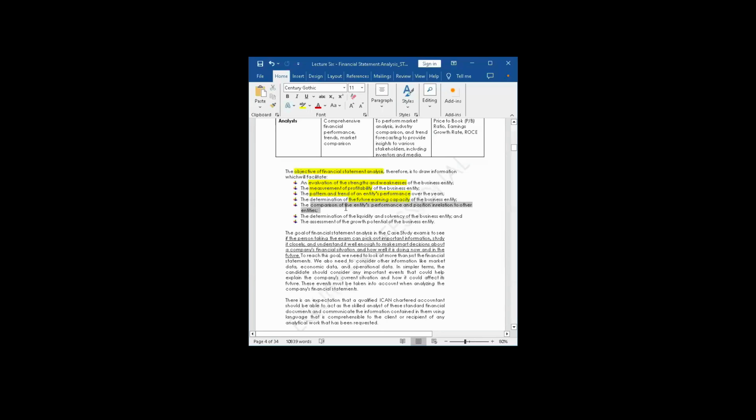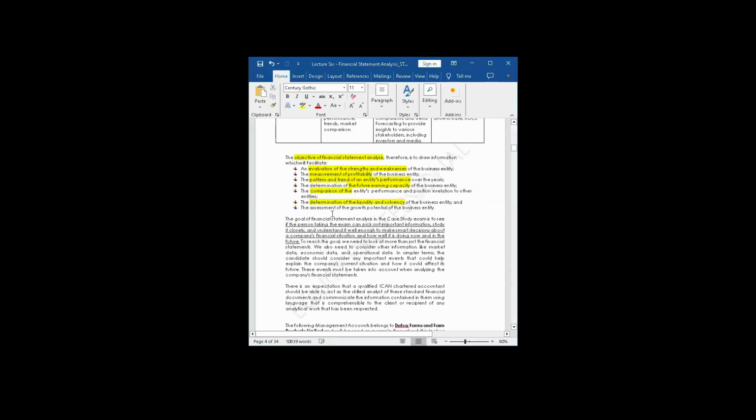It can also help us compare the performance of an entity with that of other entities. In a particular industry, if you have a client in that industry, you can compare the performance of your client with other players in that same industry. Then we can determine the liquidity and solvency of the business, then the growth potential of the business. So these are the things that we want to achieve when we do financial statement analysis.